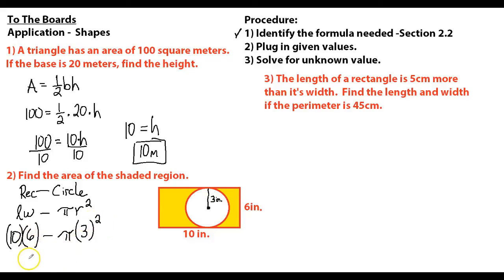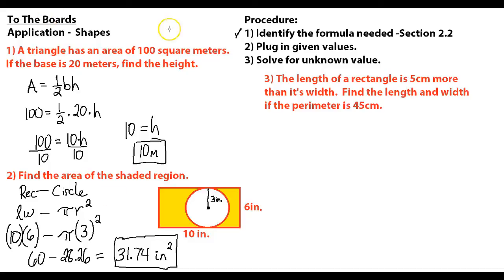Okay, 10 times 6 is 60, minus 3 squared is 9, and if I did 9 times pi, I'll use 3.14. We get 28.26. So we need to do 60 minus 28.26 to find the area, and we get 31.74. Because this is the area, my answer will be in inches squared, or square inches. Okay, that was an interesting problem. Cool, we found the area. Okay, let's keep going here.